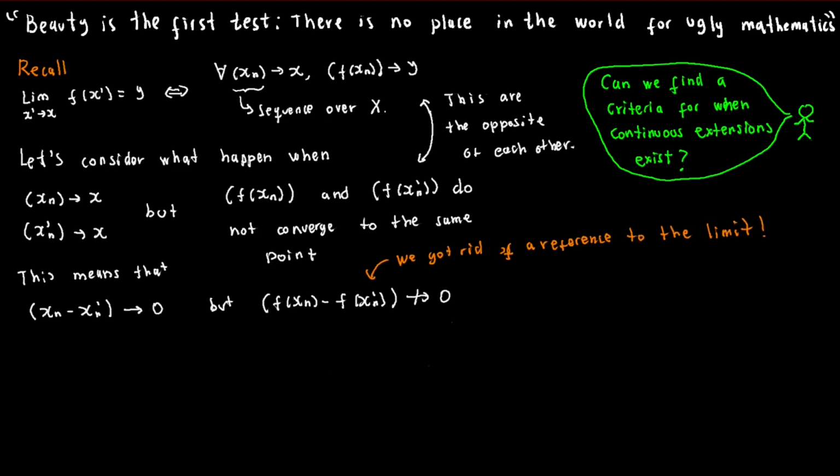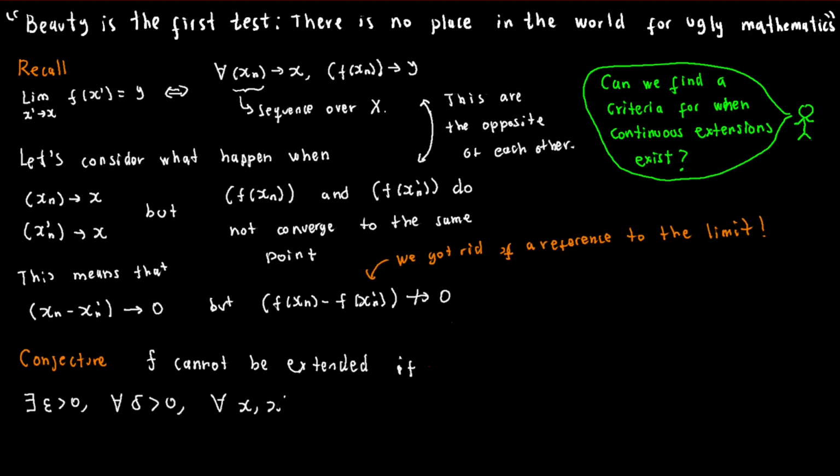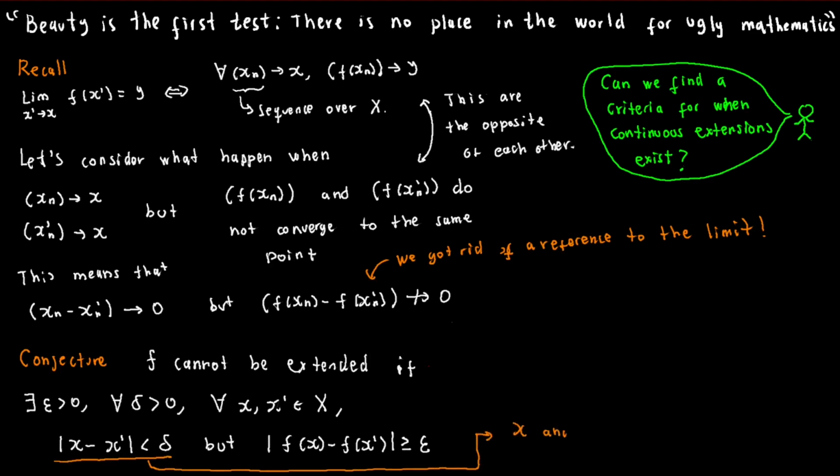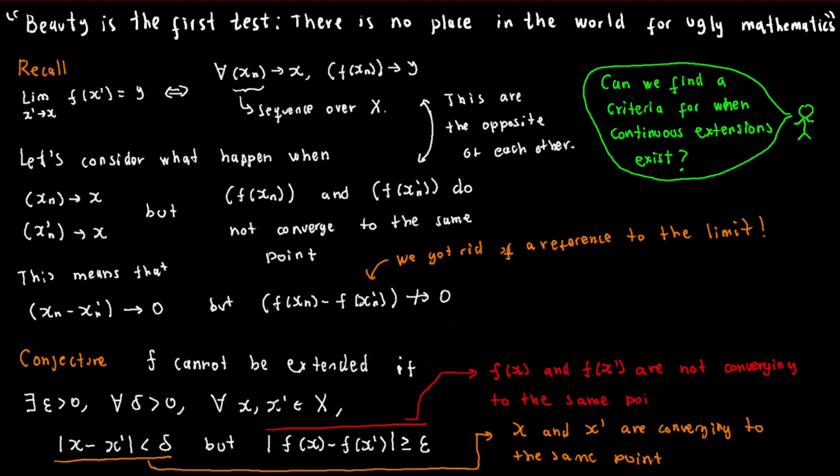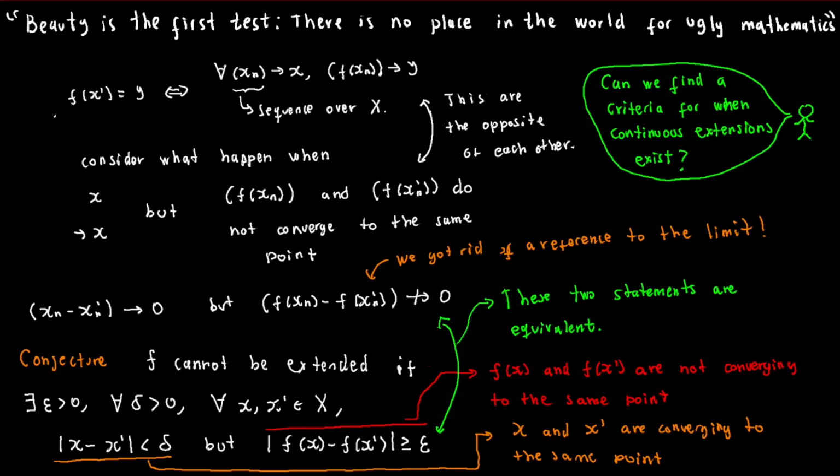The function f cannot be extended continuously if there exists an epsilon greater than 0 such that for every delta greater than 0 there exists x and x prime in X such that the distance between x and x prime is smaller than delta, but the distance between f of x and f of x prime is greater than or equal to epsilon. Note that in this conjecture, delta serves as a witness for x and x prime to converge to the same point, while epsilon serves as a witness that f of x and f of x prime do not converge to the same point.